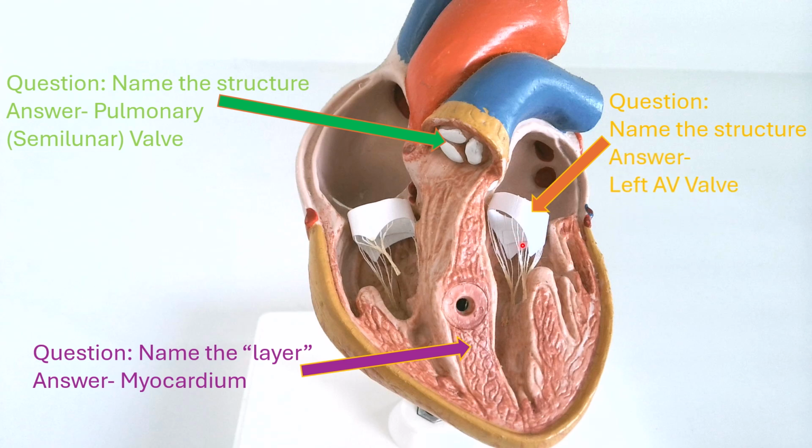This one is the left AV valve. Left because we're on the opposite side. We've mainly identified things on the right, so this is the left side, also orientated with the apex of the heart. Note that the AV valve is also called the bicuspid valve because it has 2 leaflets, and it's also known as the mitral valve.